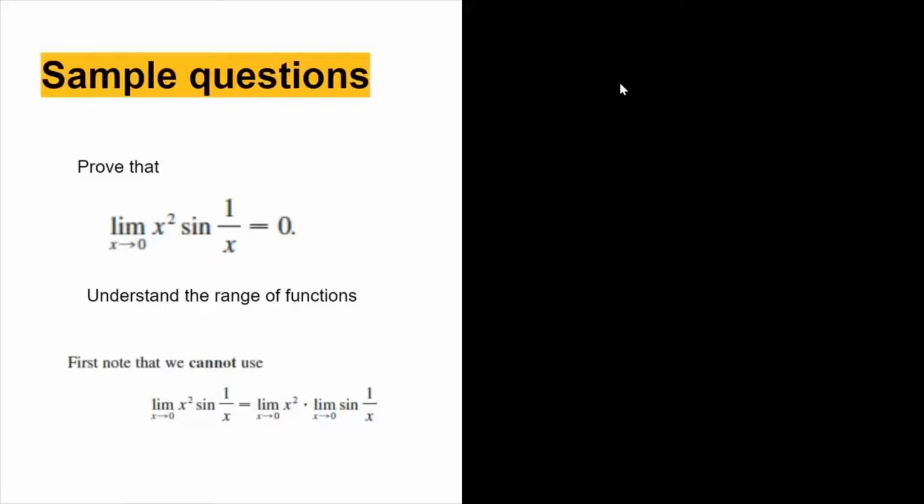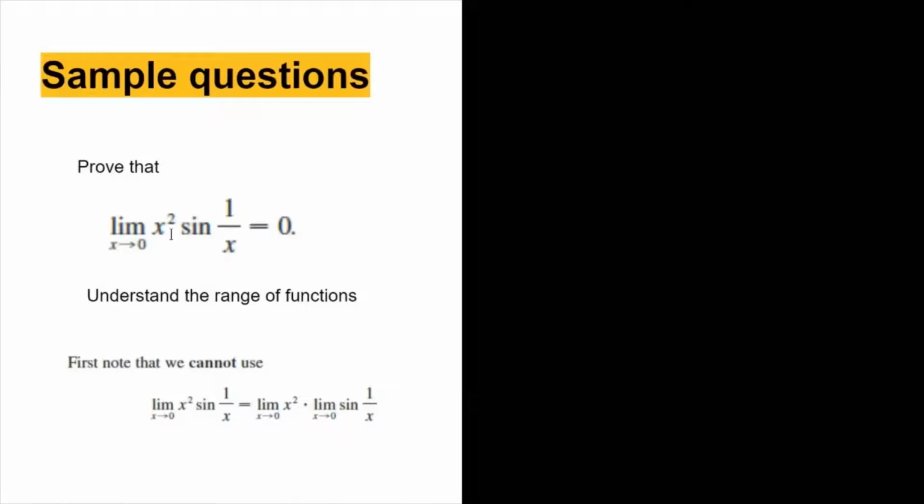This is our sample question. Prove that limit x tends to 0, x squared sine 1 by x is equal to 0. Now, one thing that you cannot do here is substitution. Why? Again, if we begin by substituting 0, we'll get x squared, which is again 0, multiplied by sine 1 by x. 1 by 0 tends to undefined.